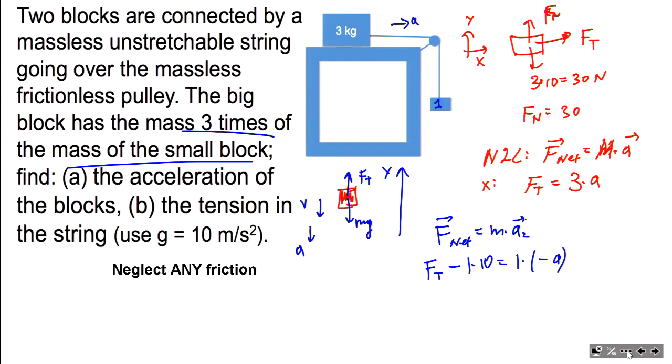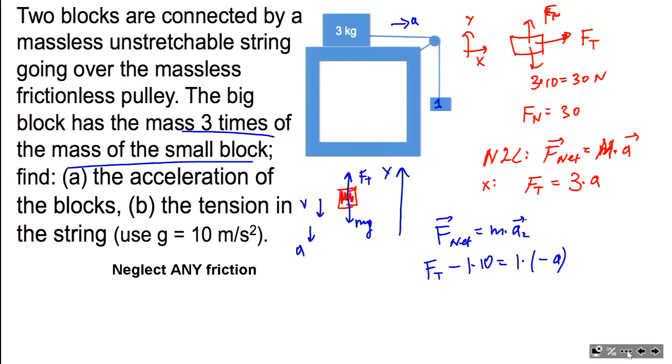So the string has a fixed length no matter what. And if, let's say, this box travels down by 1 centimeter, that means automatically this box travels to the right, but also by 1 centimeter. They travel the same distance in the same time. They must have the same speed. They must have the same magnitude of acceleration. So that letter A and this letter A represent the same number, the magnitude of the acceleration.